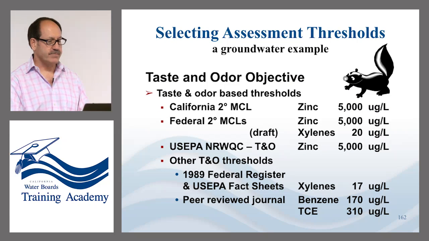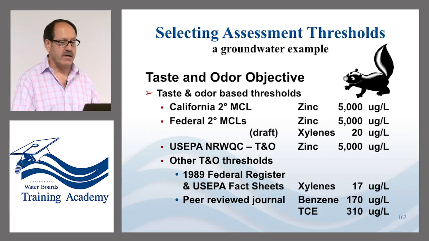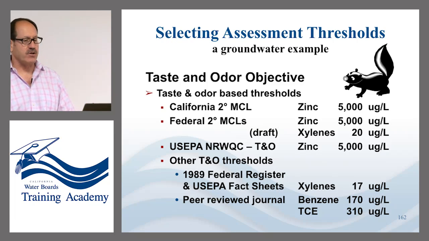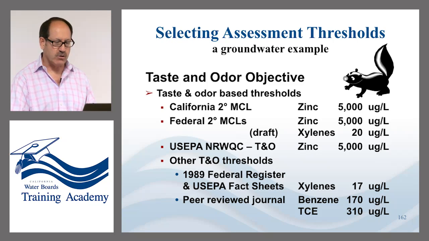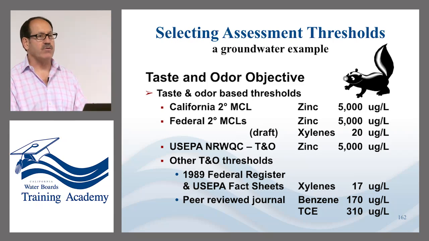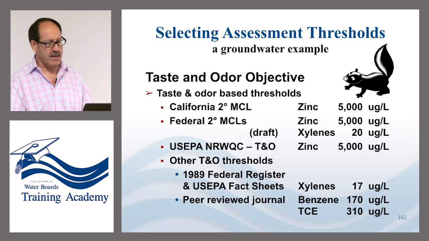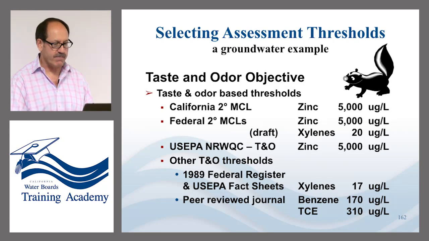Taste and odor. So we have a secondary MCL for zinc. We also have a federal secondary MCL. It's the same. I mentioned there was a draft secondary MCL for xylene that EPA published a while back in a Federal Register, but they never finalized it. Don't use it. The EPA National Recommended Water Quality Criteria published the taste and odor value and organoleptic threshold for zinc of 5,000, same as the MCL, secondary MCL.